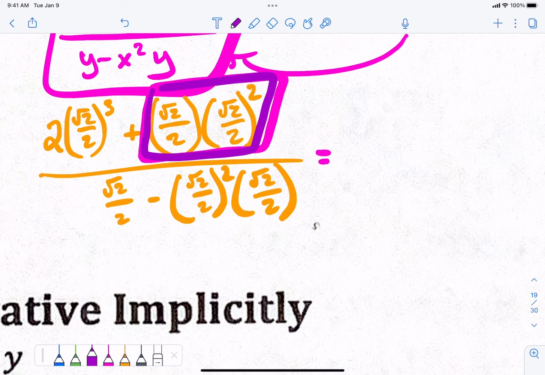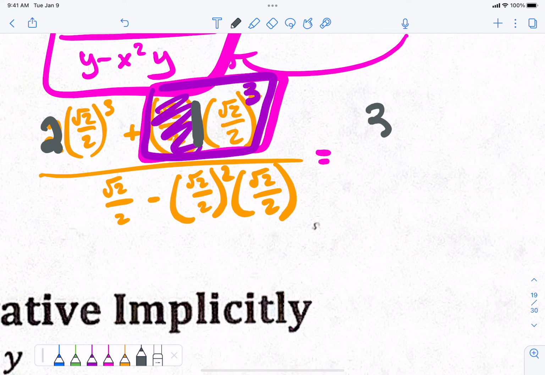Take a look at this. We have the square root of 2 over 2 squared times another square root of 2 over 2. I'm going to put a third power right there. It's the same thing. There's 3 of them, right? So what is 2 square root of 2 over 2 plus 1 of those? 3 of them. 3 square root of 2 over 2 cubed.